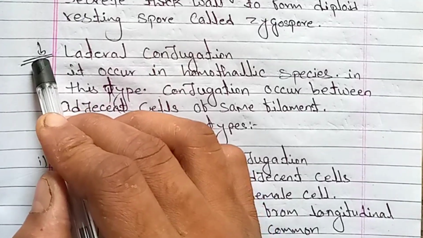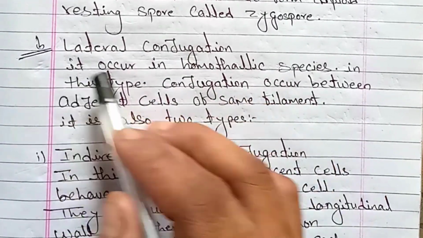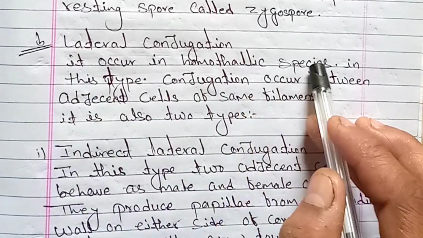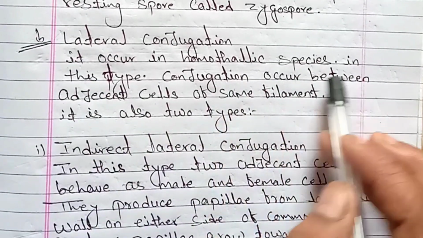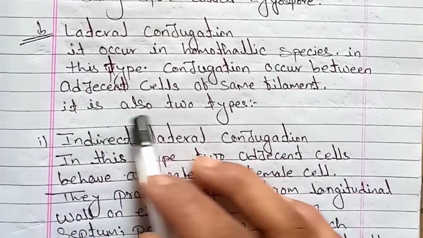Point number B, lateral conjugation. It occurs in homothallic species. In this type, conjugation occurs between adjacent cells of same filament. It is also two types.